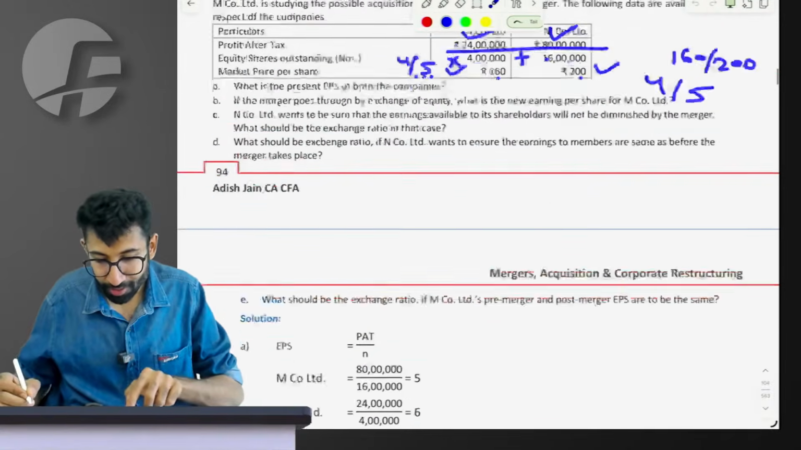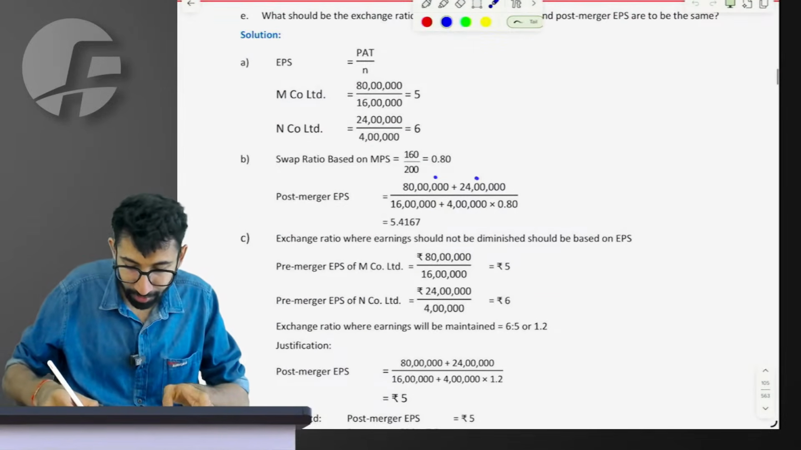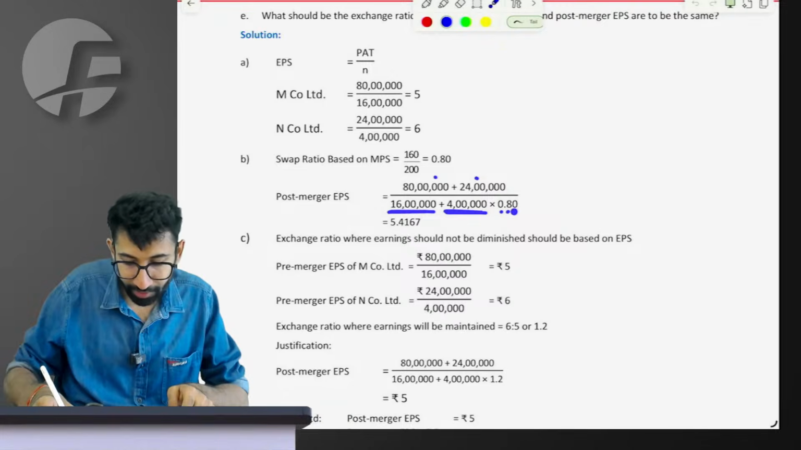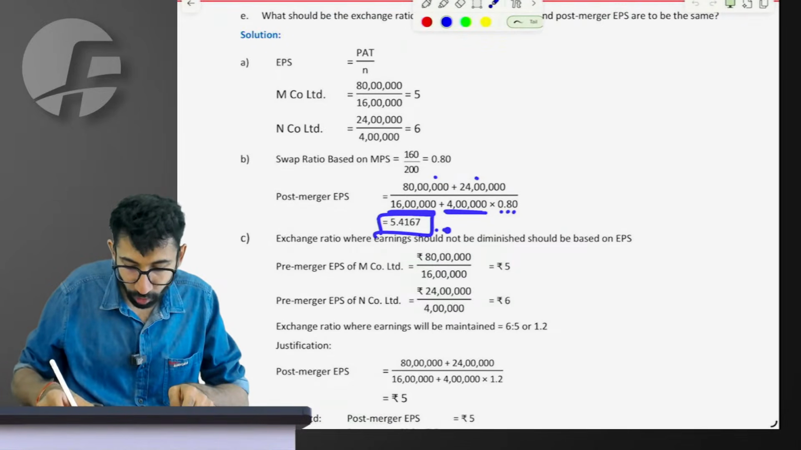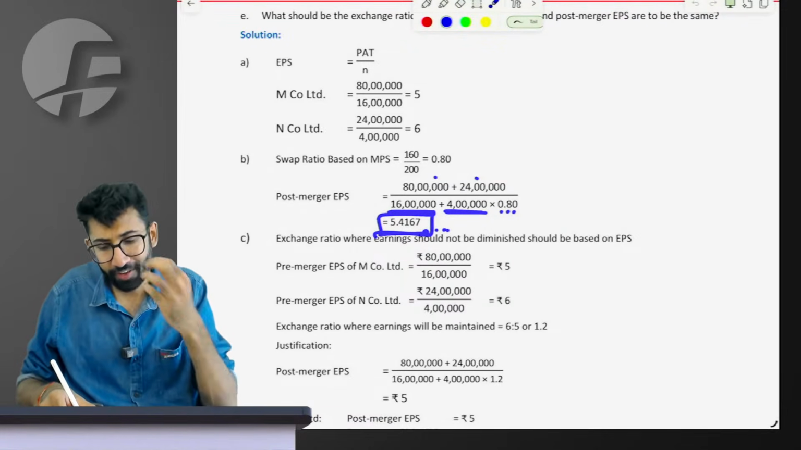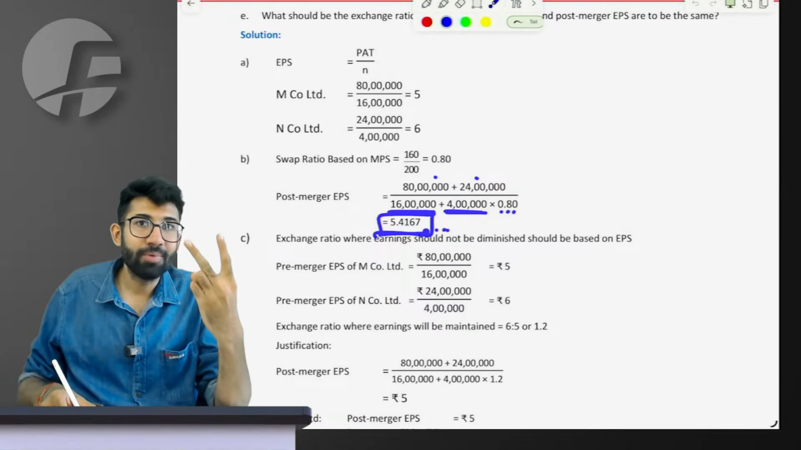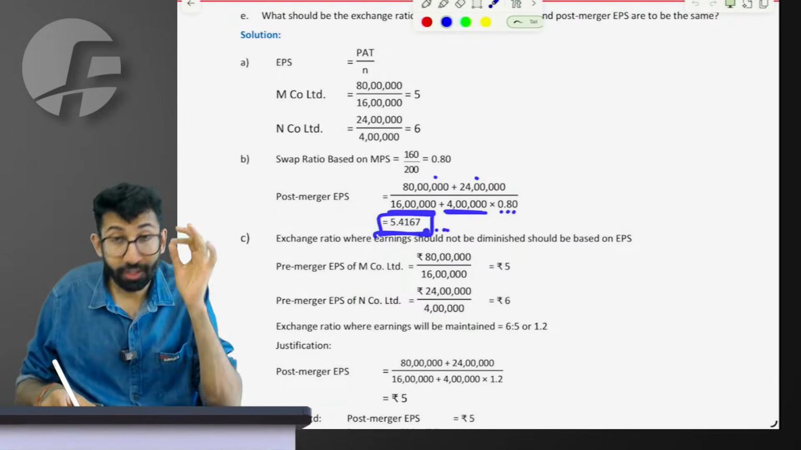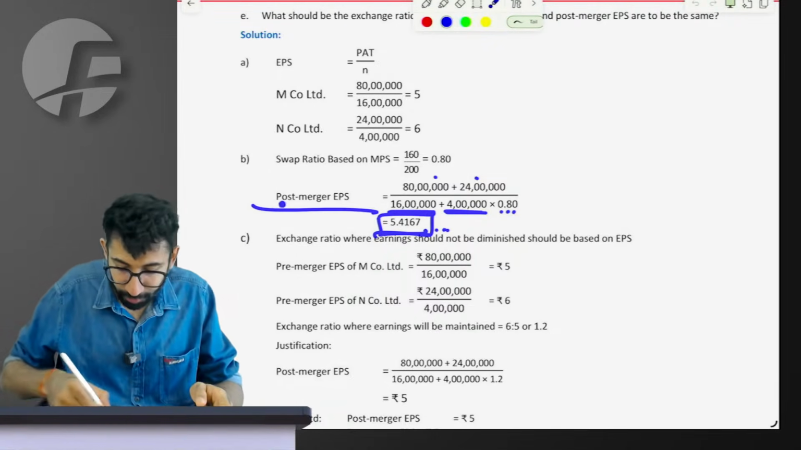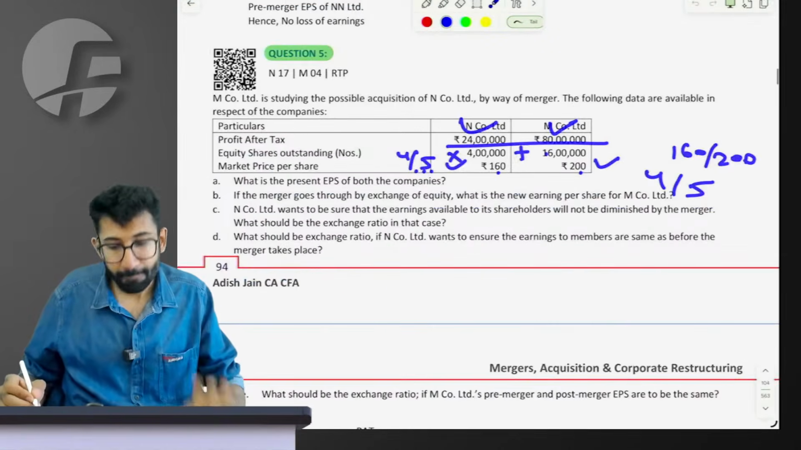What is the post-merger EPS? People in the class, 80 plus 24 divided by 16 plus 4 into 0.8 gives me 5.4167, or you can say 5.41. Two digits after the decimal point is sufficient for EPS unless it is a very small number. Post-merger EPS is there. Make sense?